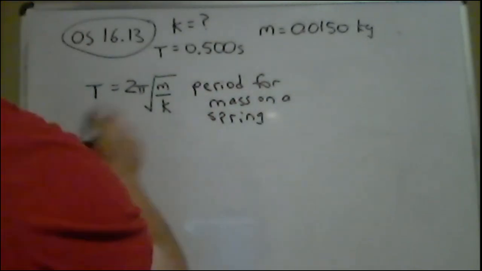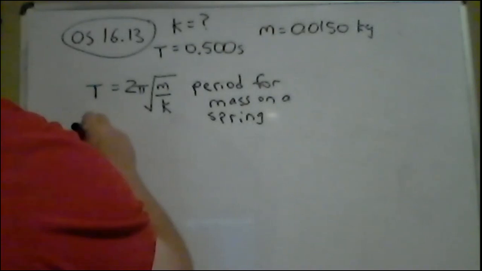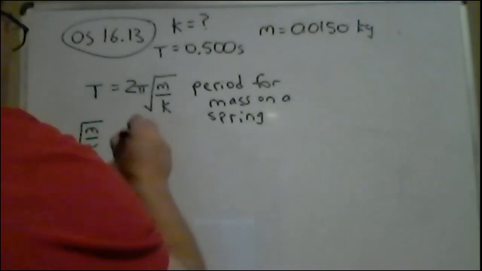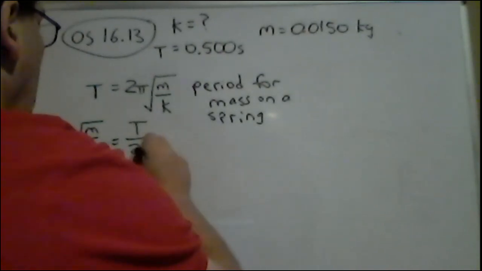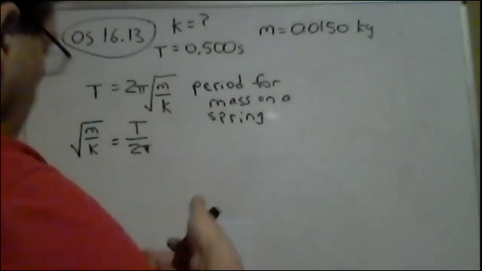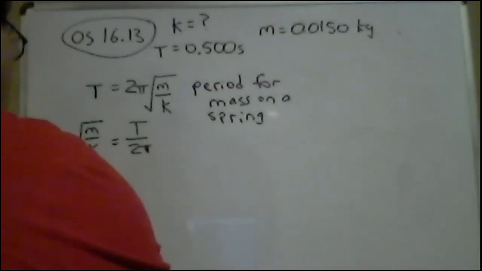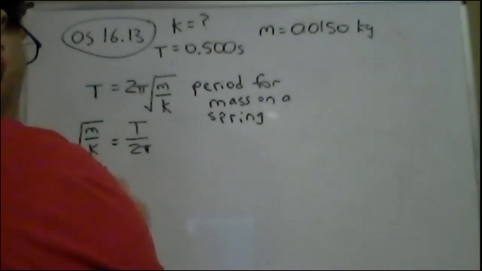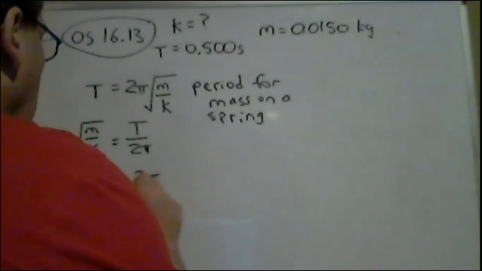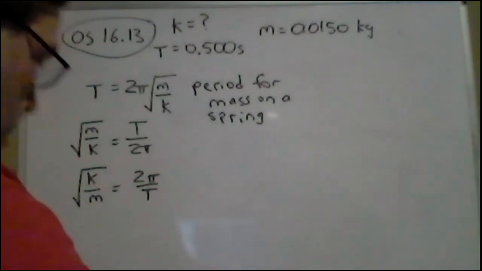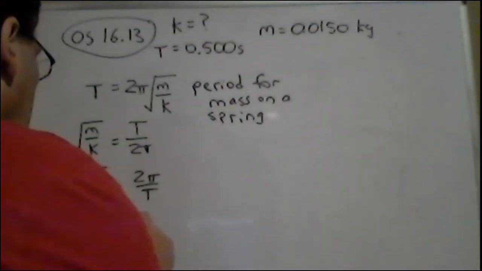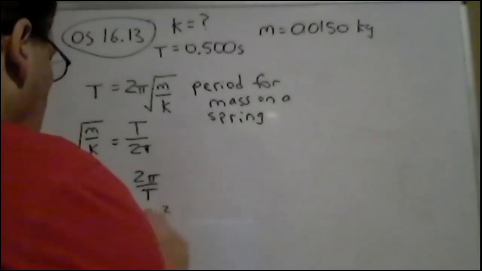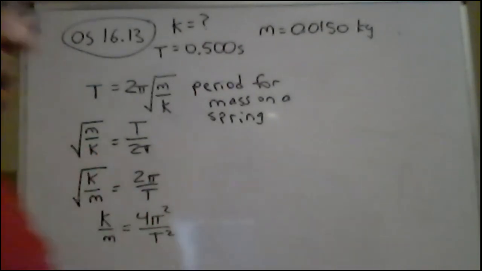So let's rewrite it, flipping the equation over here. I can write this as the square root of m over k is T over 2π. All right, let's turn the equation upside down to get k on top. So the square root of k over m is 2π divided by T. Let's square both sides. k over m is 4π² over T². And then one more line of algebra.